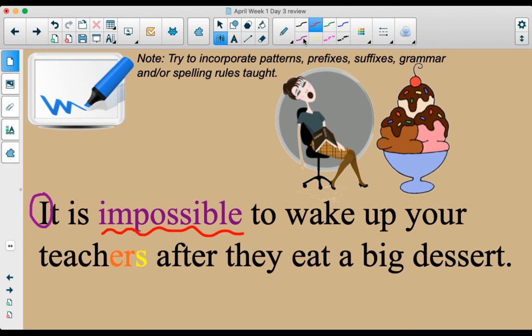Teachers has the letters, or the suffix, er. Let's underline that. But it also has an s because there's more than one teacher. It is impossible to wake up your teachers after they eat a big dessert. Let's underline dessert 3 times. Whew, looks like they had a lot of dessert.